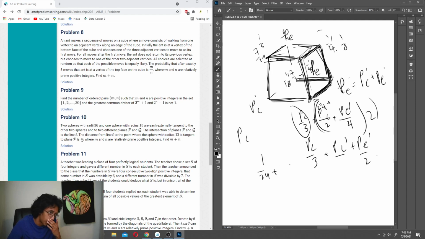Plus PC prime. So how much came to these guys from center? It used to be 1/4, right? So now it's actually going to be 1/12. And then how much came from an edge? So if 1/12 came from a corner, that means that the remainder came from an edge. That's plus 5 over 24 over 2, so 5 over 48. And that gives us our corners are going to be what are the simplified?